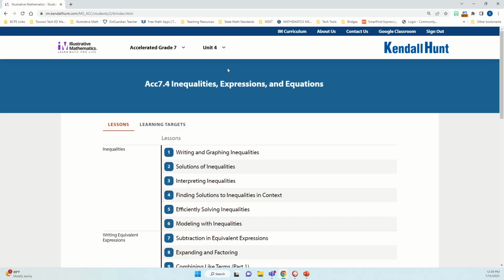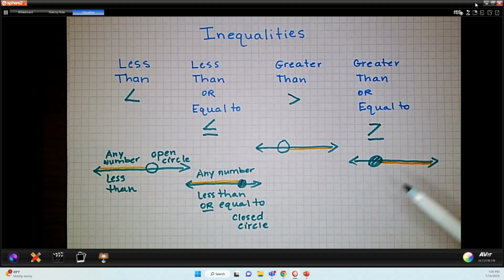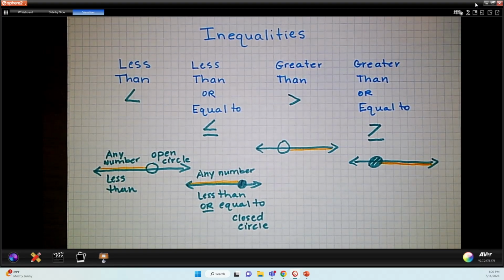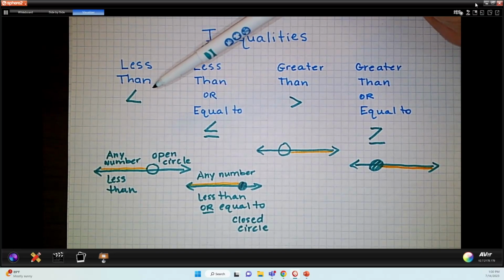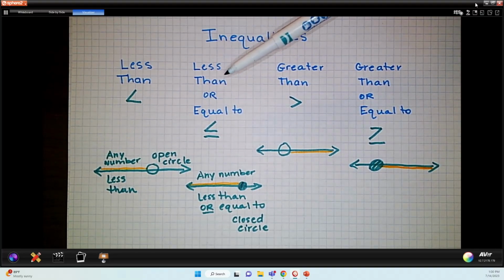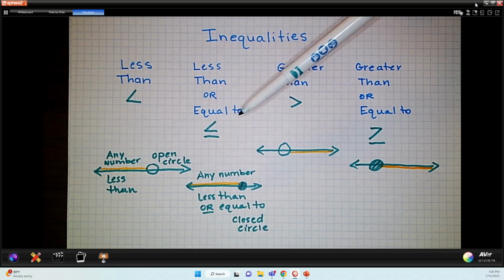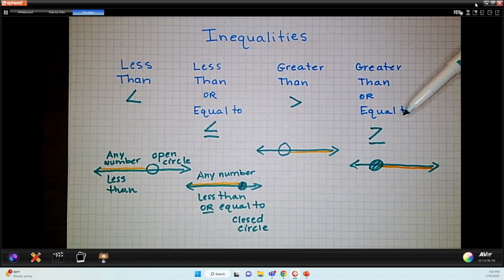In this video, we will be taking a look at Unit 4, and we will be discussing inequalities and looking at lessons 1 through 6. Coming in, we review this at the beginning of the unit, but students have learned the less than symbol, and that we also have a less than or equal to symbol, a greater than symbol, and a greater than or equal to symbol.